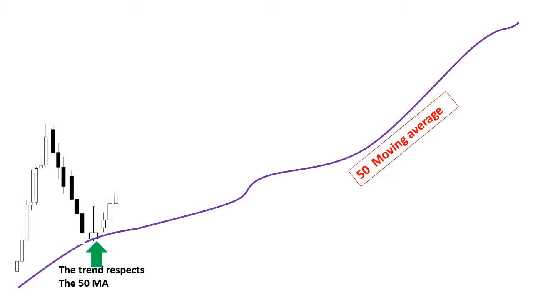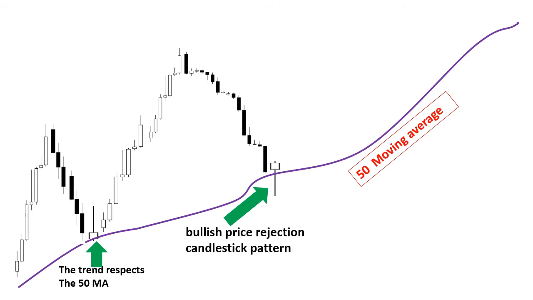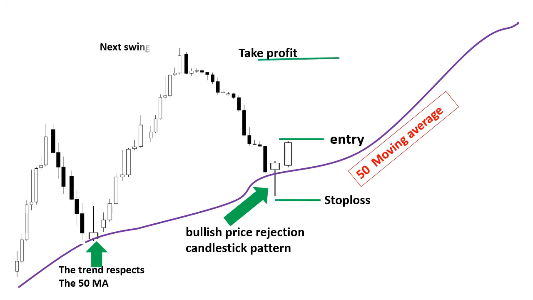Now, let's study how to catch the trend with this type of swing trading method. First of all, you have to detect a trend that respects the 50 moving average. Secondly, if the market price approaches the moving average, then wait for a bullish price rejection candlestick pattern. If the trend is an uptrend, and there's a bullish price rejection, then open a buy trade on the next candle. Set your stop loss 1 ATR below the low, and take profits before the next swing high.